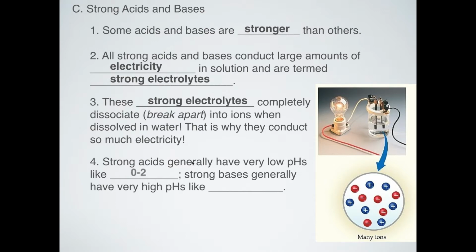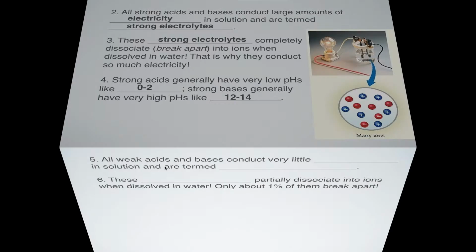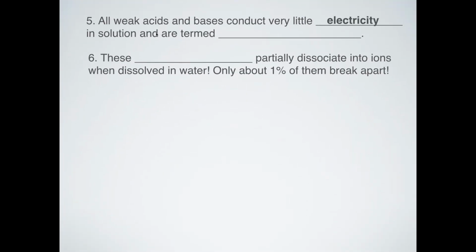Now, strong acids generally have very low pHs between 0 to 2. Strong bases have very high pHs between 12 to 14. Remember, they are opposites. It's just they can both be strong. Strong bases, strong acids. What about weak acids and weak bases?